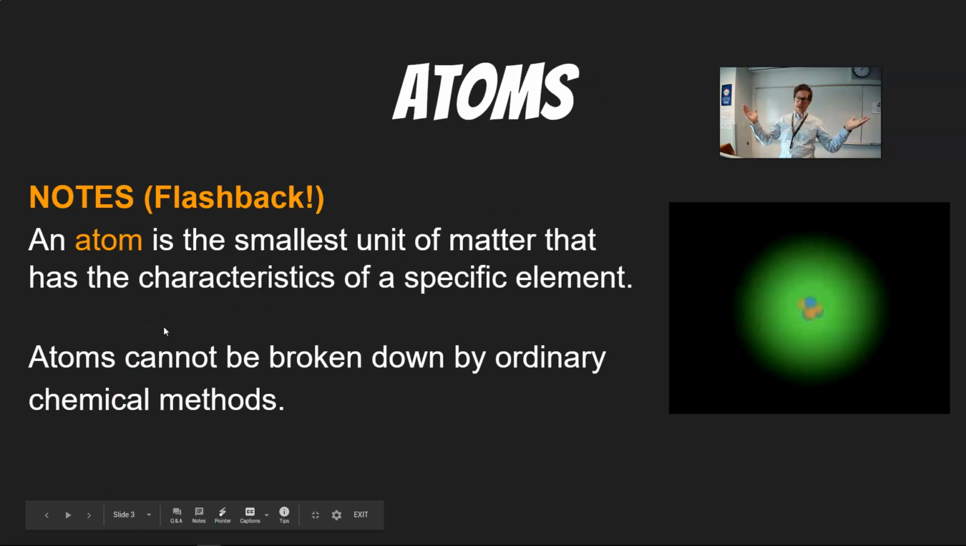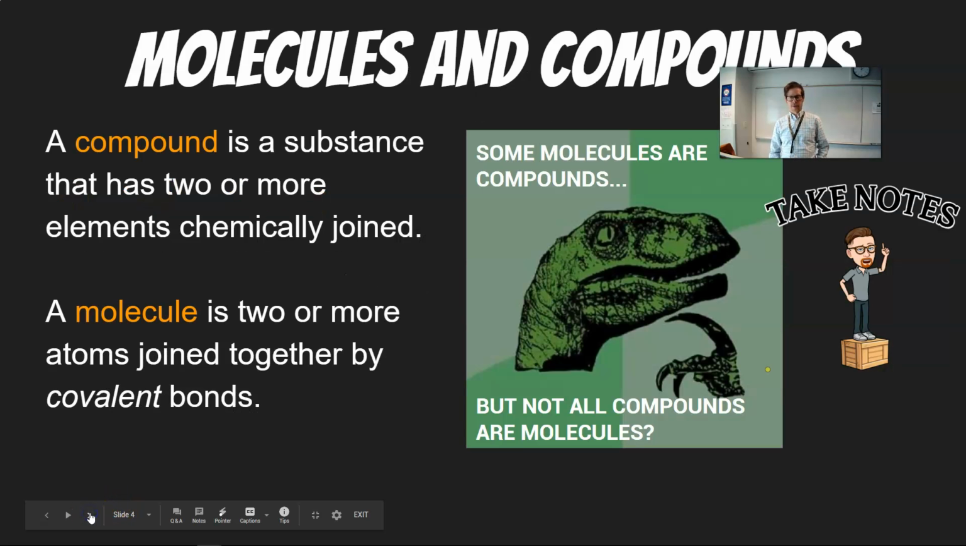Okay, so first up, what's an atom? Here is something that you've seen before, which is just the definition of an atom. An atom is the smallest unit of matter that has the characteristics of a specific element. So anything that can behave like a tiny bit of gold is an atom. And they cannot be broken down by ordinary chemical methods. So if we do a chemical reaction, we shuffle atoms around, we move the elements around, but we are not changing the atoms, we're not splitting them apart. And hopefully you remember that it takes nuclear methods, splitting the atom, to break it down and get a different element. That's not an ordinary chemical method.